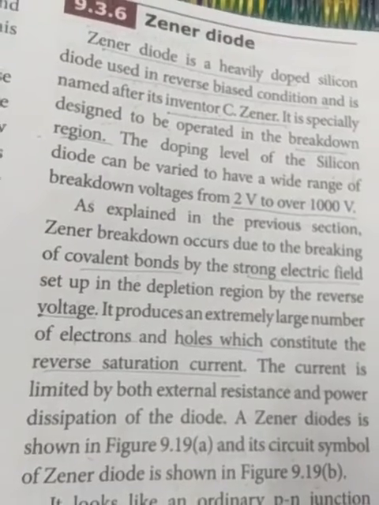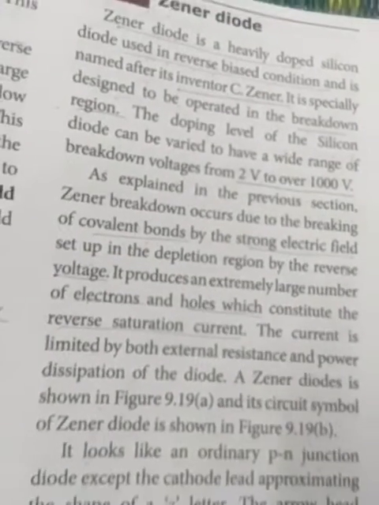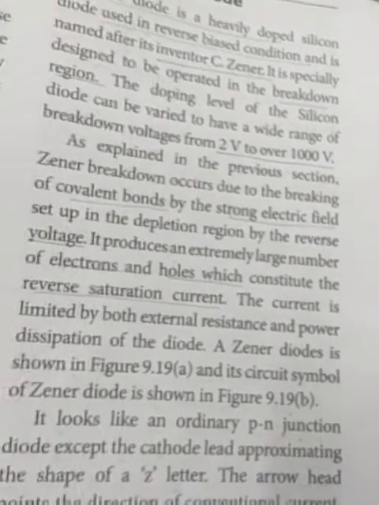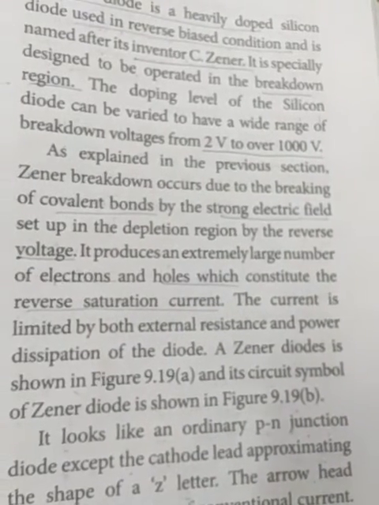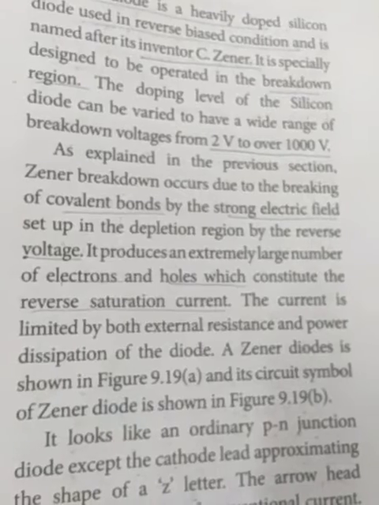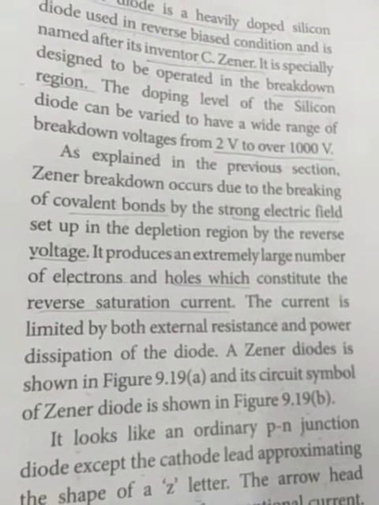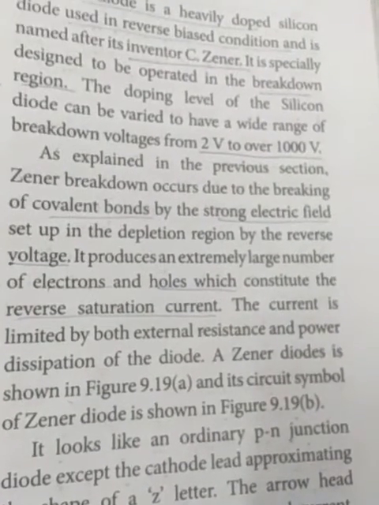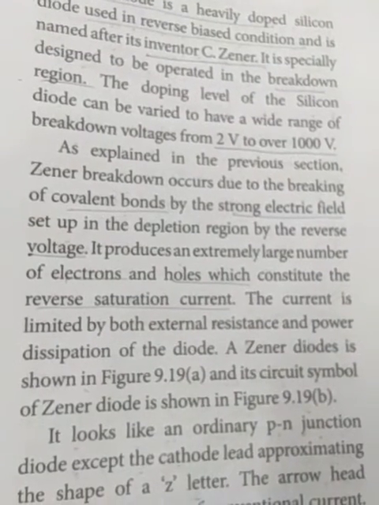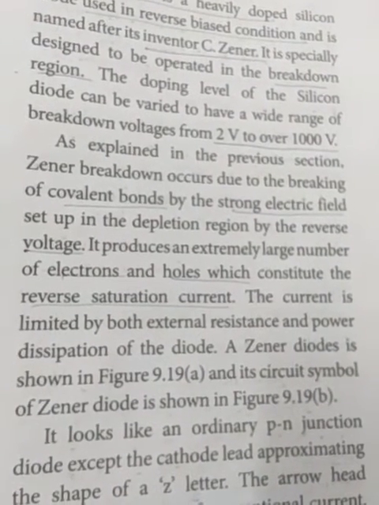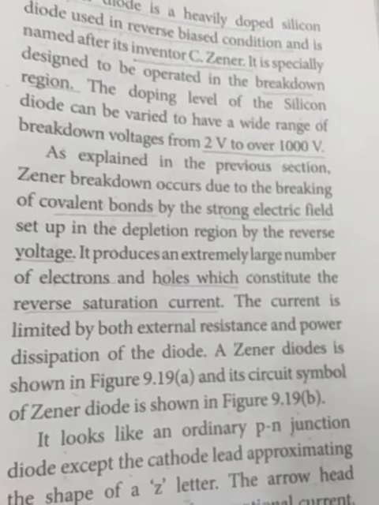The reverse voltage produces an extremely large number of electrons and holes, constituting the reverse saturation current. The current is limited by both the external resistance and the power dissipation of the diode.